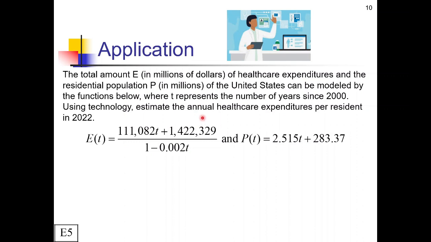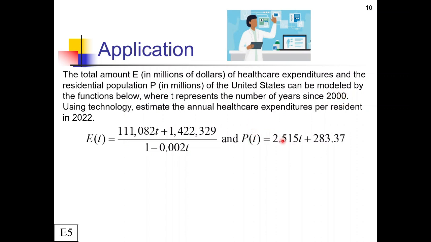For our final boss battle, we've got some healthcare going on. The total amount, which we'll call E in millions of dollars of healthcare expenditures, is given by this E of t function. This is a crazy rational function here. And the residential population of the U.S. in millions is modeled by this P of t function. And t is the number of years since 2000. So for example, 2005 would be a t value of 5.